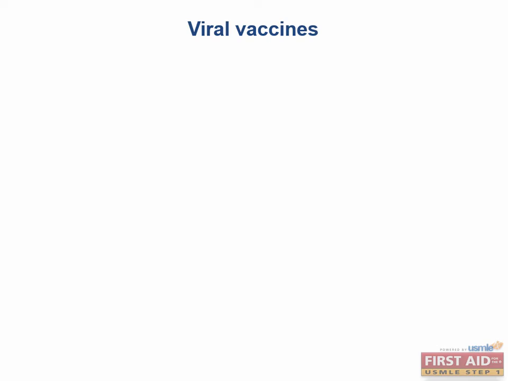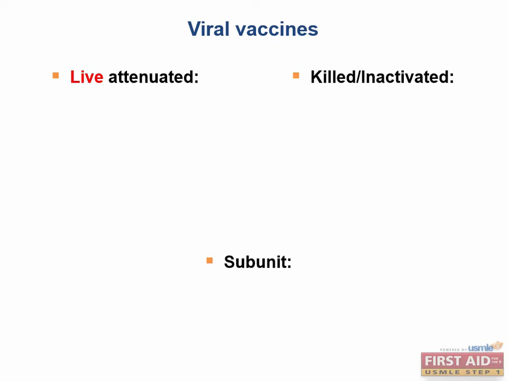Now let's talk about viral vaccines. Many argue that vaccines are one of the greatest achievements in modern medicine because of their ability to reduce incidence and prevalence of disease. They play an extremely important role in public health and are responsible for saving millions of healthcare dollars every year. There are three types of vaccines Step 1 wants you to be familiar with: live attenuated, killed or inactivated, and subunit vaccines.